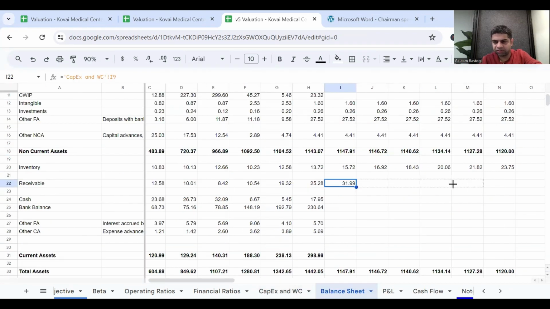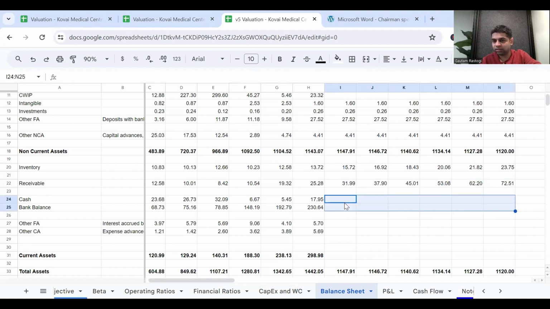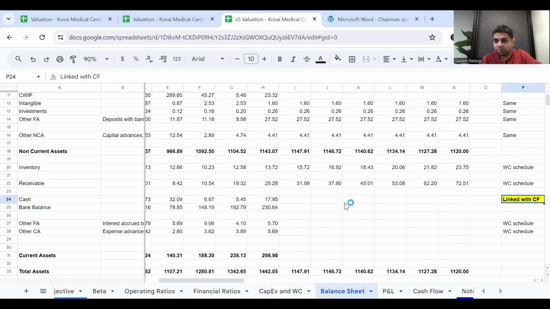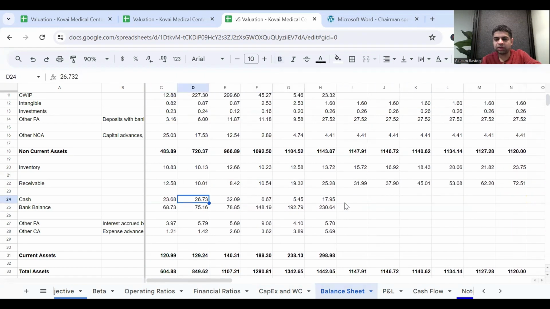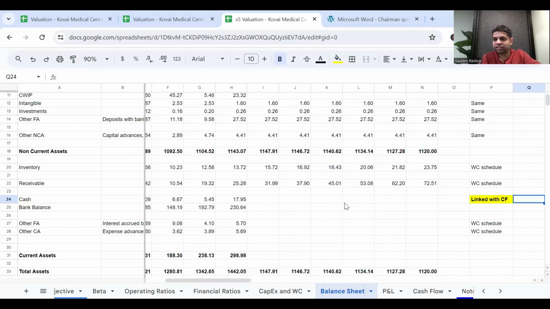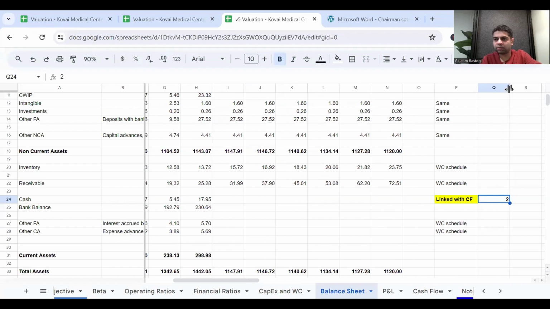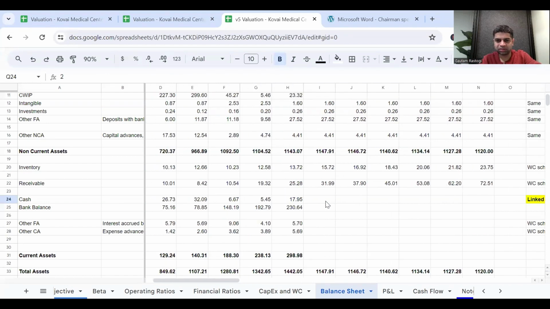Receivables, all right, receivables we have pulled as well. Cash, this we can't pull yet, because this would be linked with the cash flow statement. In fact, as a practice, I should be labeling, let me label it as well. This link is actually link 2. I will label all the links so that we can track it as we go along.